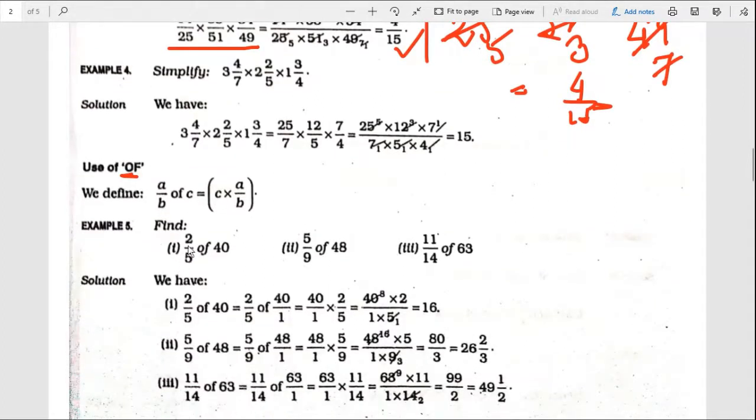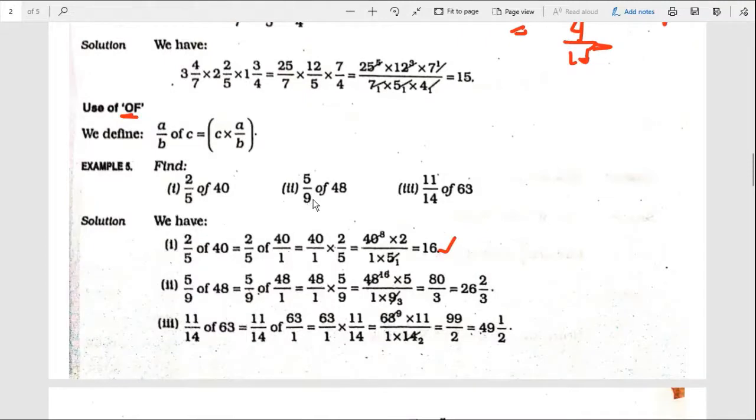Find 2 by 5 of 40. So 2 by 5 of 40 is equal to 2 by 5 of 40 by 1, which is 40 by 1 into 2 by 5, and 5 eights are 40, so 8 into 2 is 16. So this is the simplification of it.